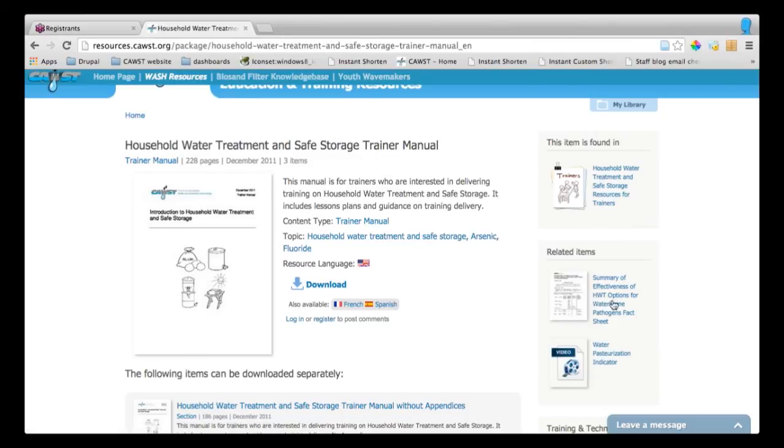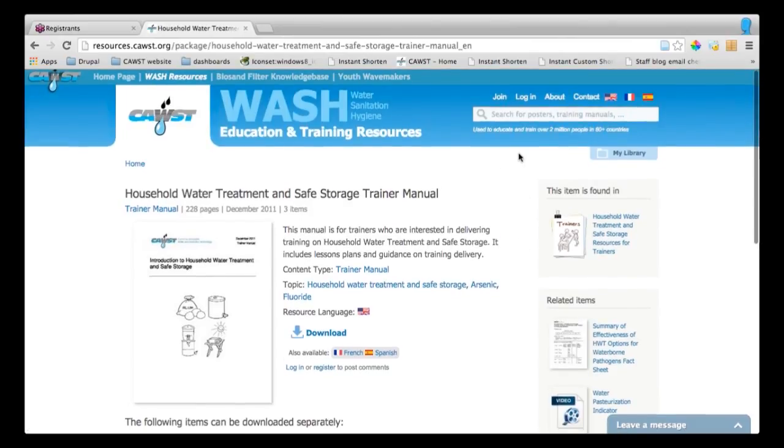We have a few summary sheets, so I just recommend browsing the website. There's probably over 20 to 30 different resources on household water treatment available on this website.